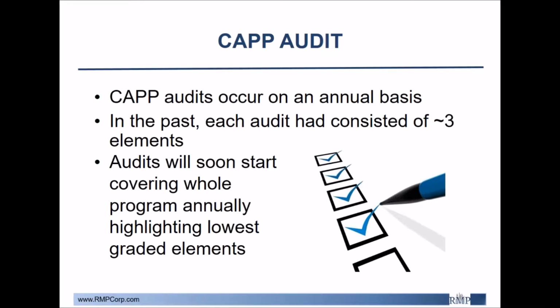So in the past and continuing, CAPP audits are expected to occur on an annual basis at all facilities. In the past, what the auditors have done is they've come in and looked at 3 elements at a time. So this is right when they were starting up their audit process. They wanted to make sure that they came in, got a good look at each of the elements, as opposed to looking at all dozen or so elements during one audit.